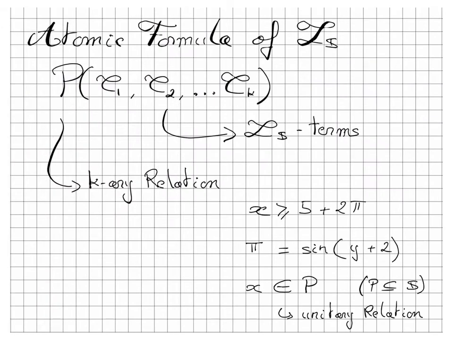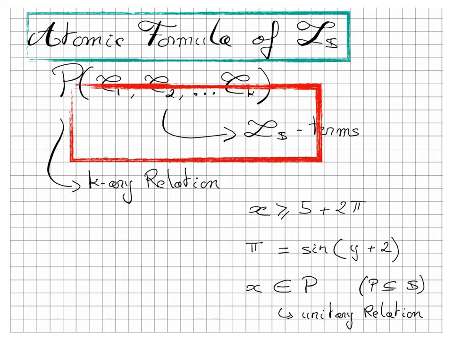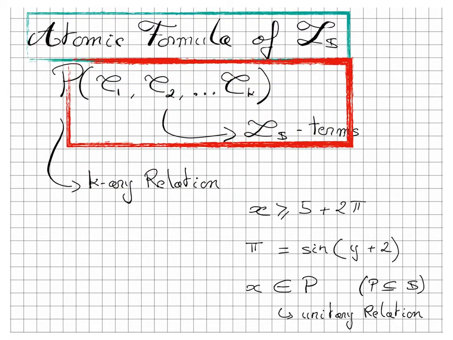We define an atomic formula of the language as a k-ary relation of k terms. For example, x larger than 5 plus 2 pi or pi equals sine y plus 2 are atomic formulae. Another example is x belongs to P, where P is a subset of S, which is here a unary relation, and therefore it's an atomic formula.